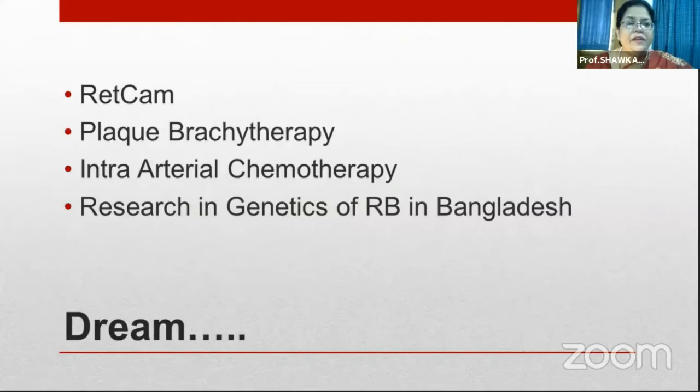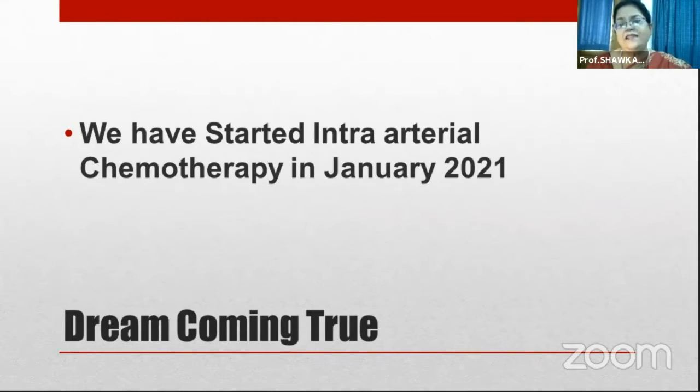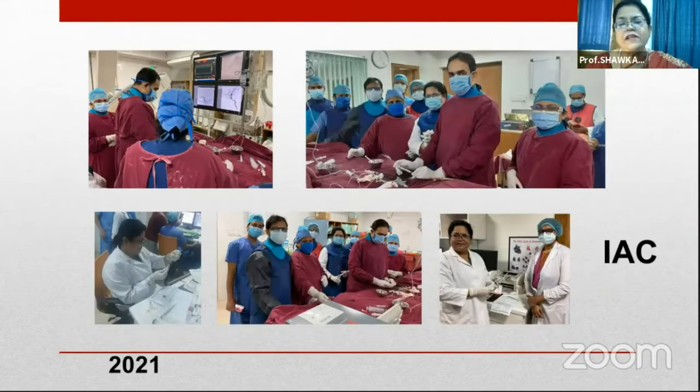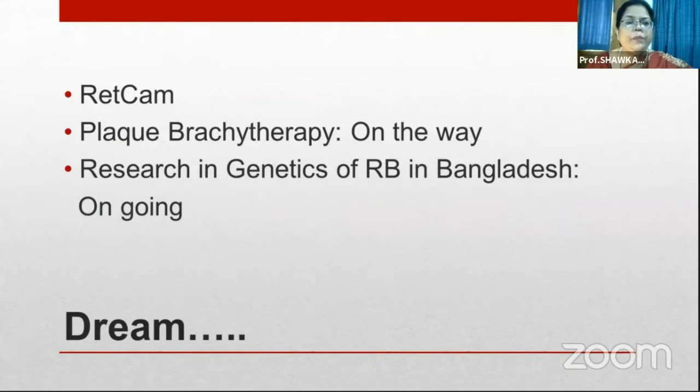We were happy. So our dream was RetCam, plaque brachytherapy, intra-arterial chemotherapy, and research in genetics of RB in Bangladesh. We started intra-arterial chemotherapy in January 2021. One patient we did, and our dream is coming true. This is the first case where we did intra-arterial chemotherapy with our interventional cardiologist, interventional radiologist and our team. Brachytherapy is on the way now. We are happy that in India they have made plaque brachytherapy, which is less expensive, and we will be procuring that. And for research in genetics of RB in Bangladesh, we have started a small genetic study. Let's see how it comes out.